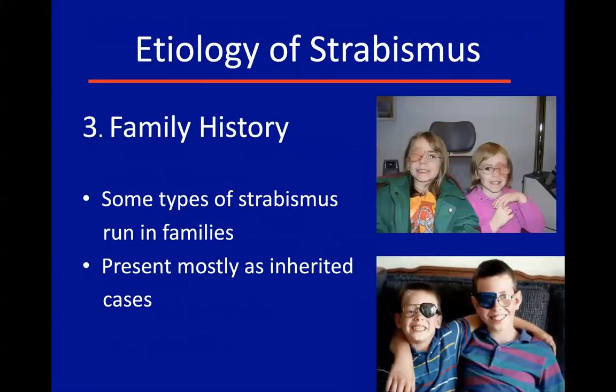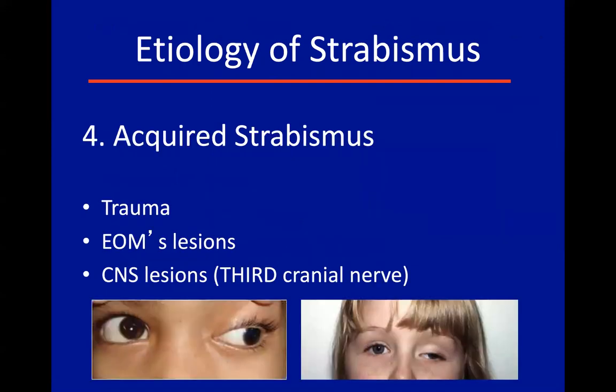These are all causes. So what's the etiology of the strabismus? Sometimes you might find a family history. So sometimes strabismus can run in families, and it's present mostly as inherited cases. But remember, we said this is not the common one, but I also bring it up. Acquired strabismus, meaning the patient developed something after they were born.